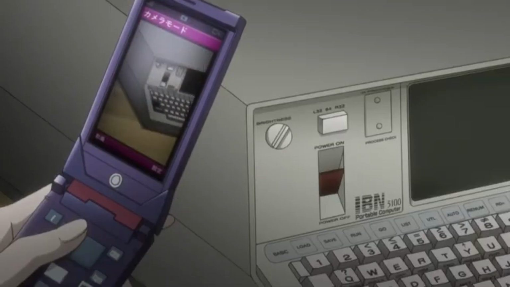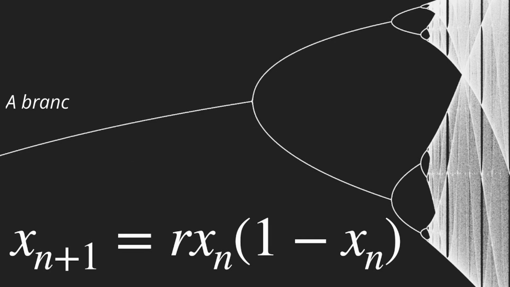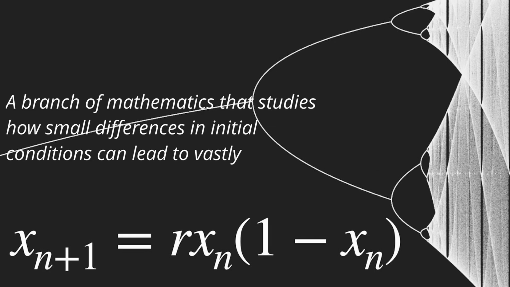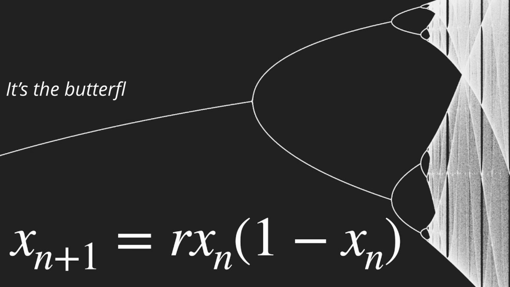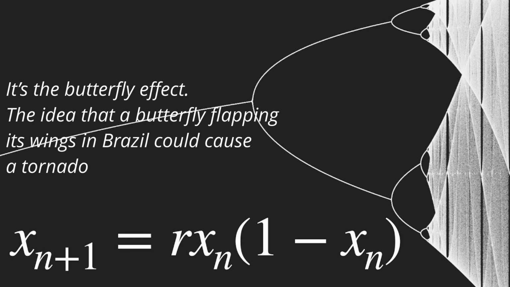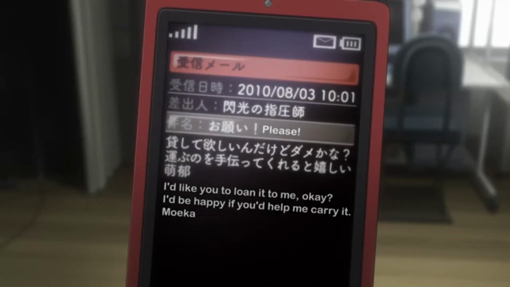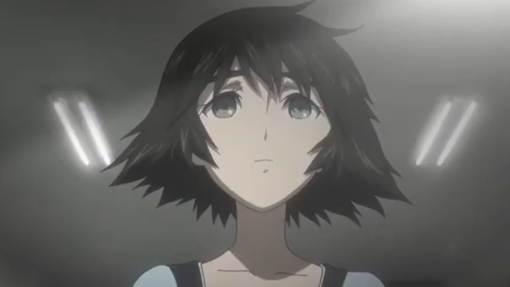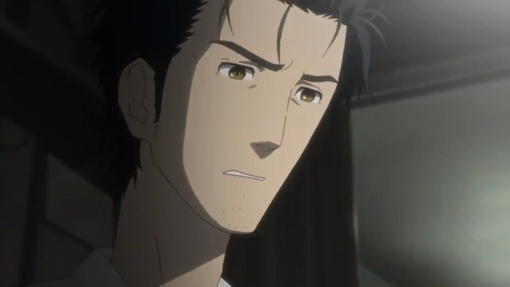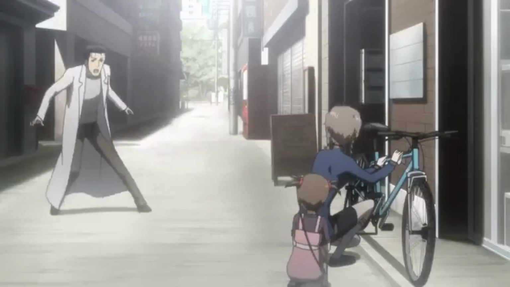These tiny changes are rooted in chaos theory, a branch of mathematics that studies how small differences in initial conditions can lead to vastly different outcomes. It's the butterfly effect. The idea that a butterfly flapping its wings in Brazil could cause a tornado in Texas. In Steins Gate, a short message to the past, just a few characters, can mean the difference between Mayuri living or dying. Divergence numbers turn this abstract idea into something concrete. They put math into emotion, logic into longing, and just like that, the decimal becomes dramatic.